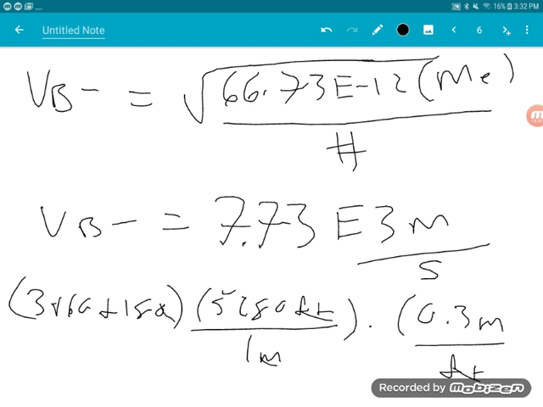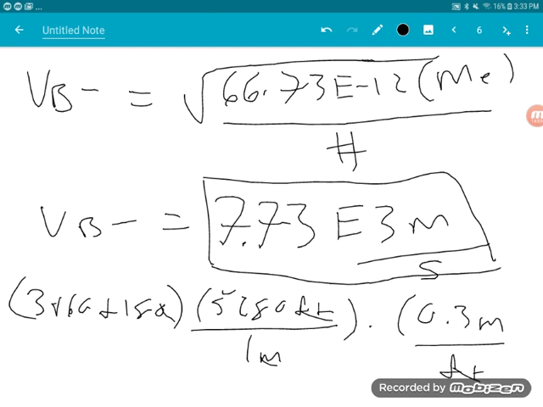I don't know if you guys understand how fast that is, but that's fast. Okay? This is really fast. It's almost 5 miles per second.